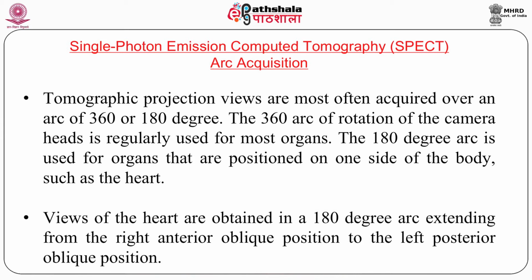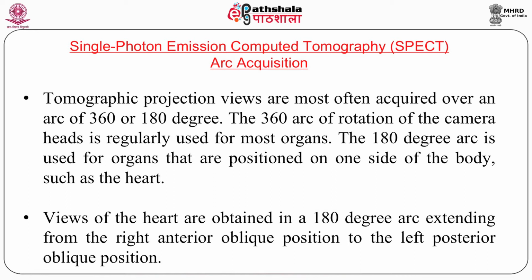The 360 degree arc of rotation of camera heads is regularly used for most organs. The 180 degree arc is used for organs that are positioned on one side of the body, such as the heart. You do not require 360 degrees, because with 180 degrees you can see the heart from two different directions. Views of the heart are obtained in a 180 degree arc extending from the right anterior oblique position to the left posterior oblique position.